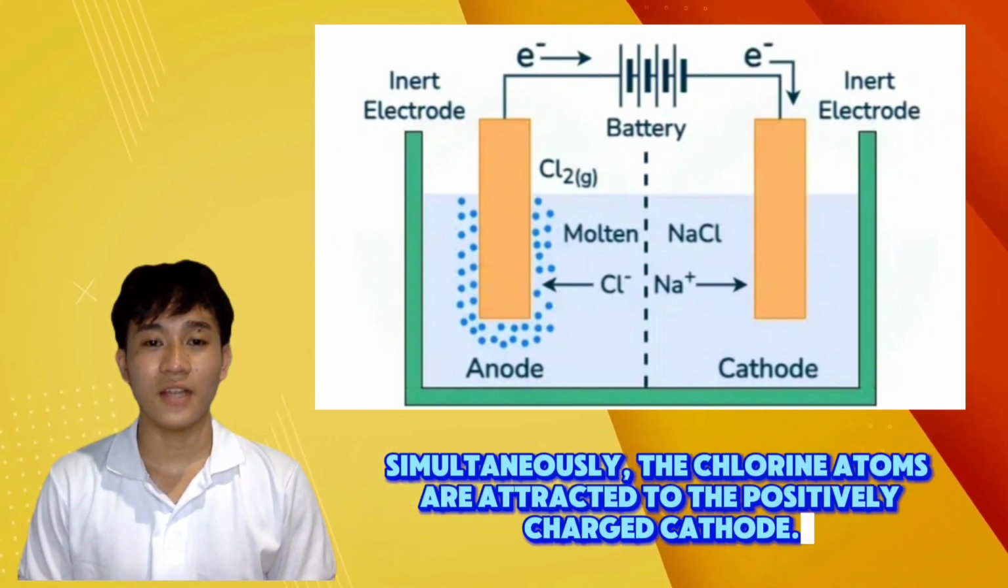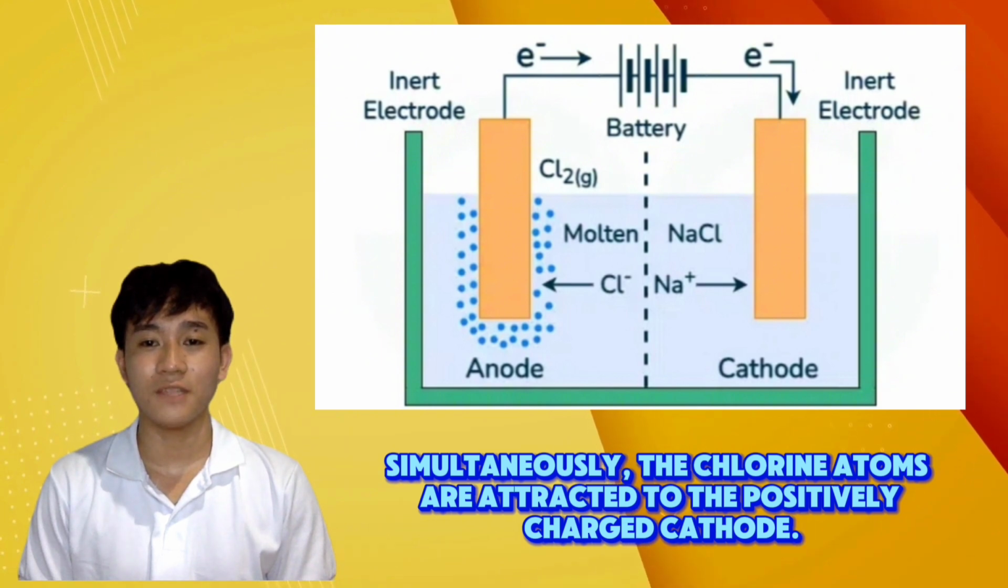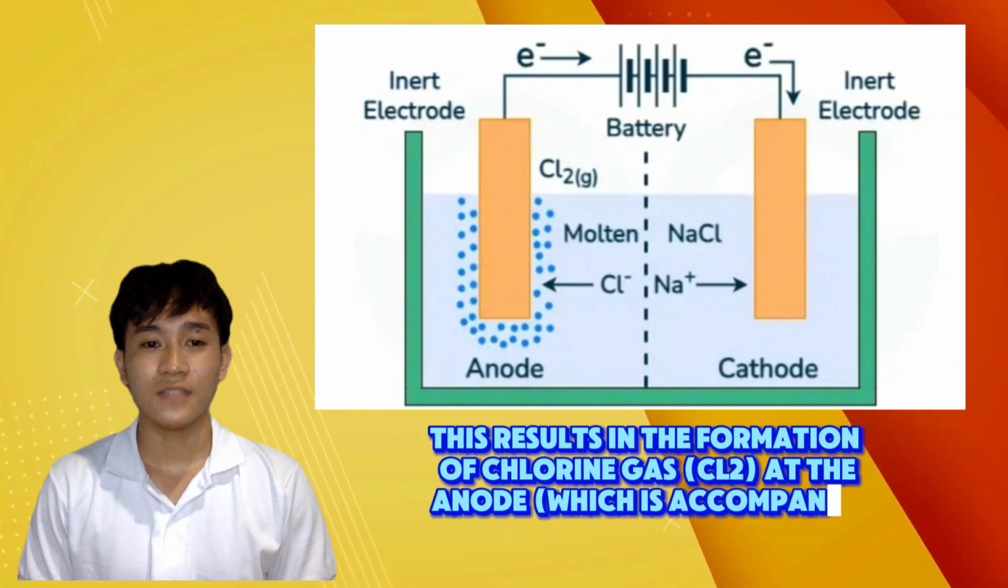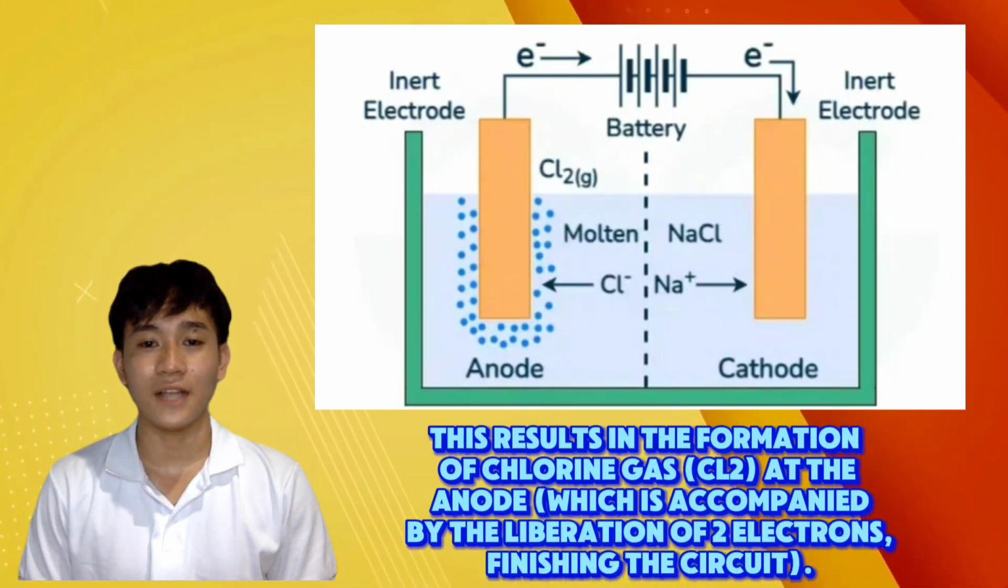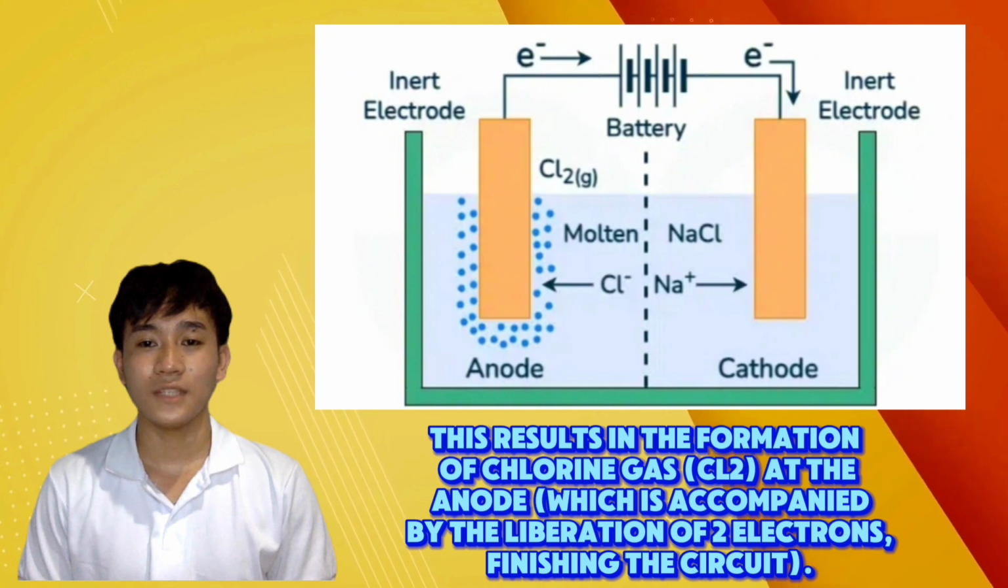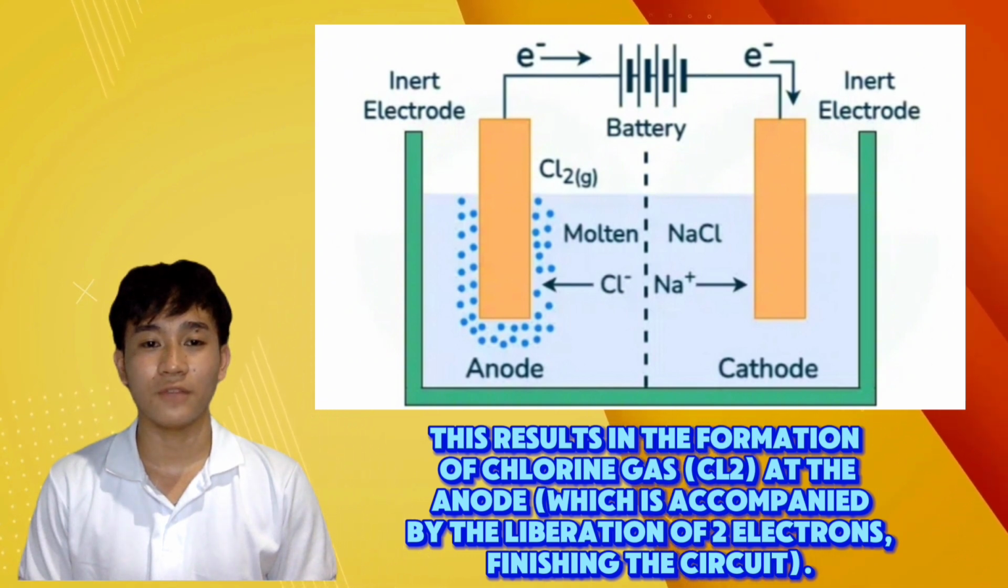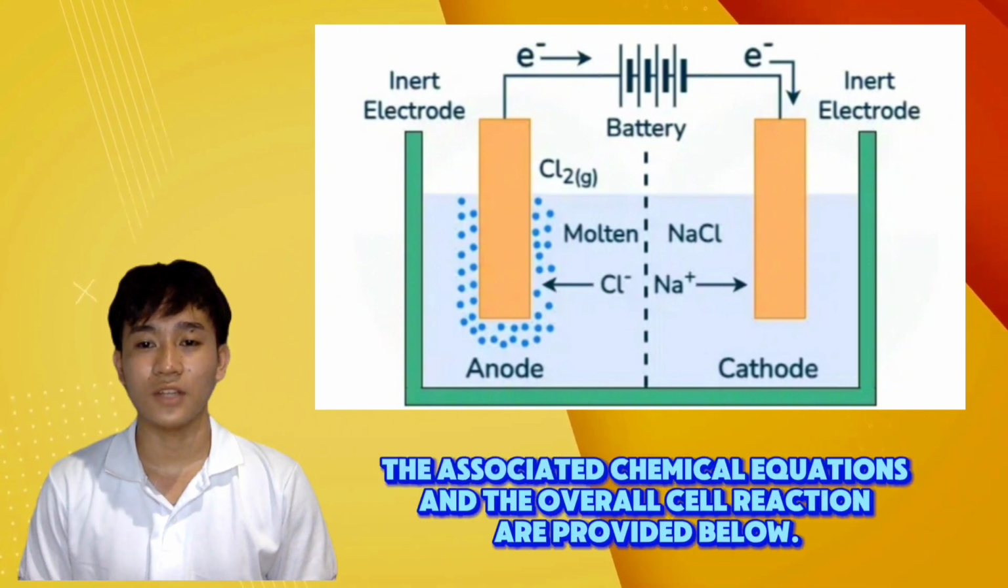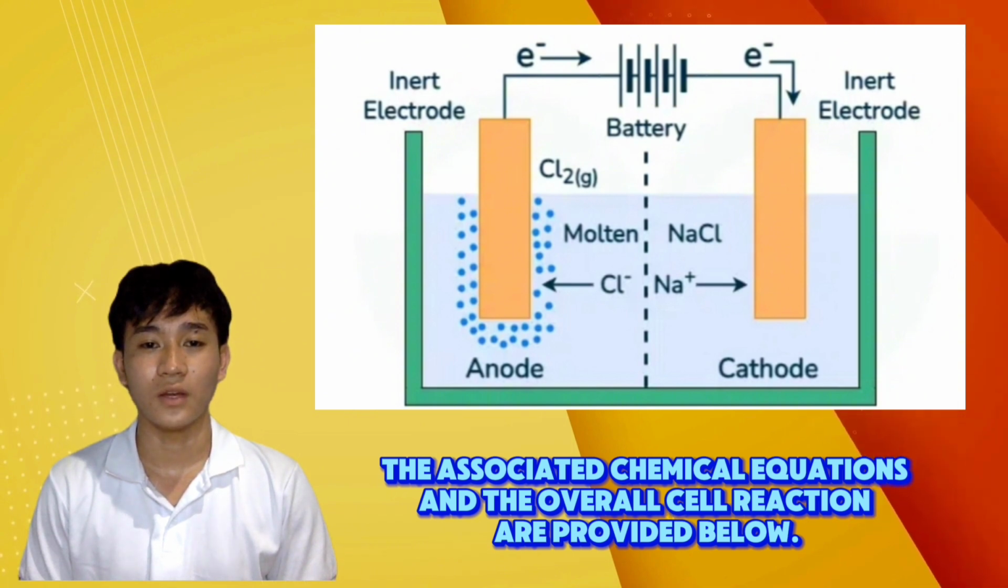Simultaneously, the chloride ions are attracted to the positively charged anode. This results in the formation of chlorine gas at the anode, which is accompanied by the liberation of two electrons, finishing the circuit. The associated chemical equations and the overall cell reaction are provided below.